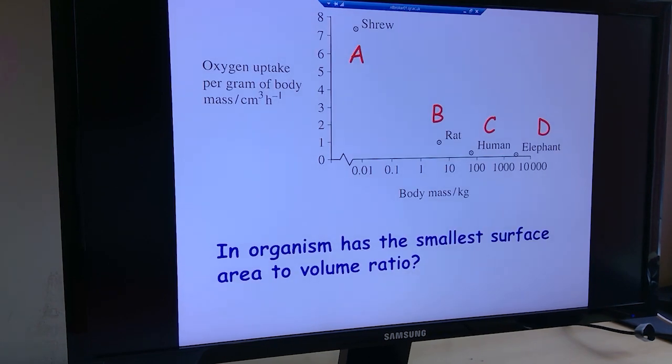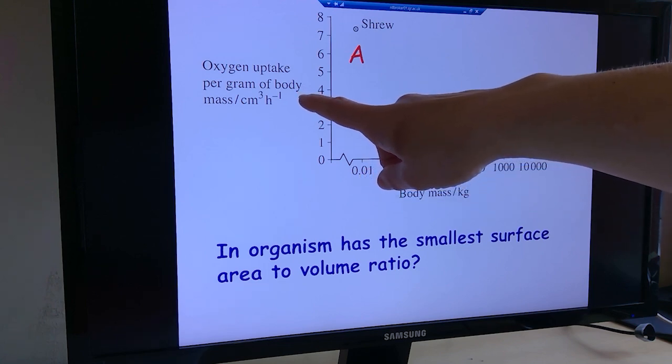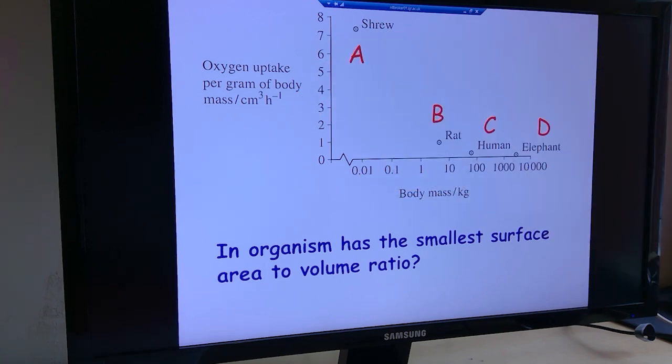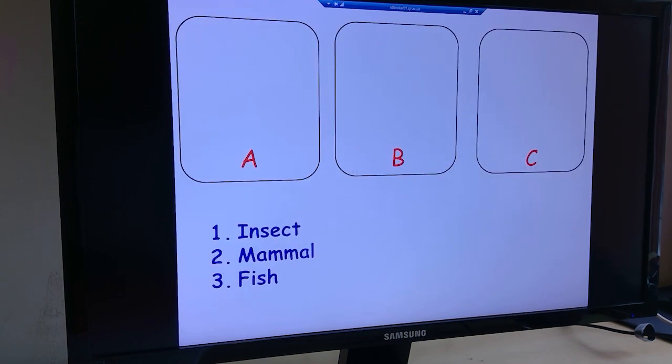Which of those organisms has the smallest surface area to volume ratio? Okay, so the smallest would have been the largest organism here at the top. So it's not losing a lot of heat across its surface, therefore it doesn't need to respire to replace that heat as much, and so it doesn't require as much oxygen for that respiration to replace the heat lost across its surface. That's why we've got that trend.